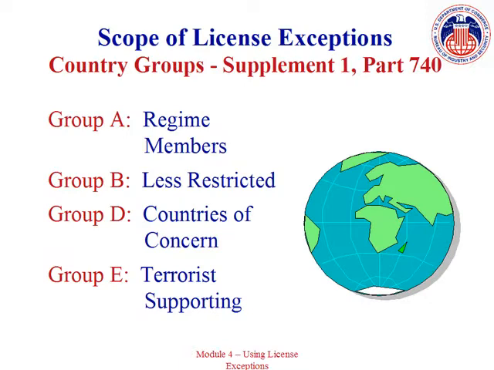License exception eligibility is limited by country. For ease of reference, countries are arranged into country groups. Countries may be listed in more than one group. Country limitations are generally described within the terms and conditions of a specific license exception. For example, a license exception may state in its terms and conditions that it only authorizes certain types of transactions with Group B countries. For a complete listing of countries in the country groups, please refer to Supplement 1 to Part 740 of the EAR. Note that there currently is no country Group C.